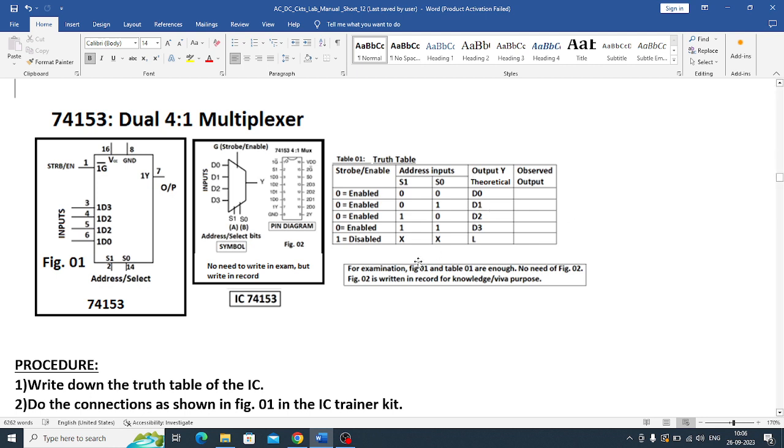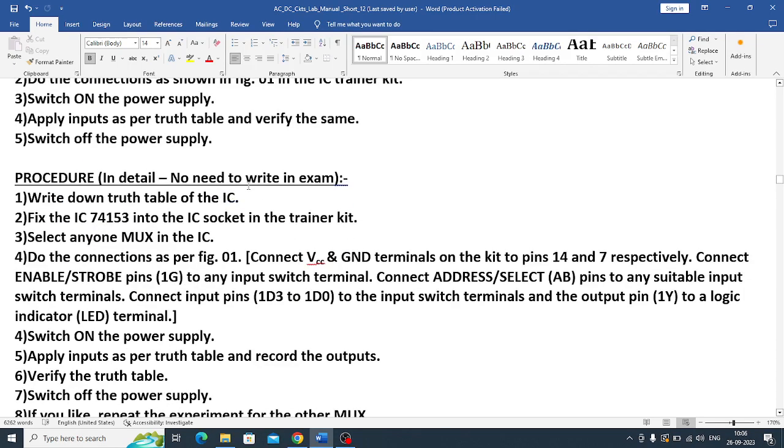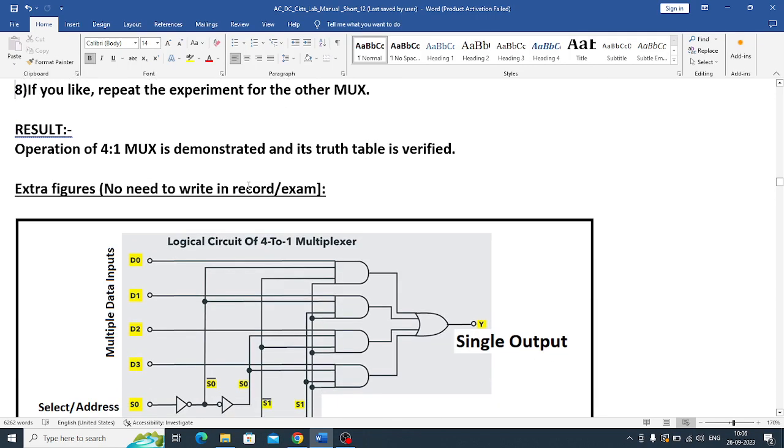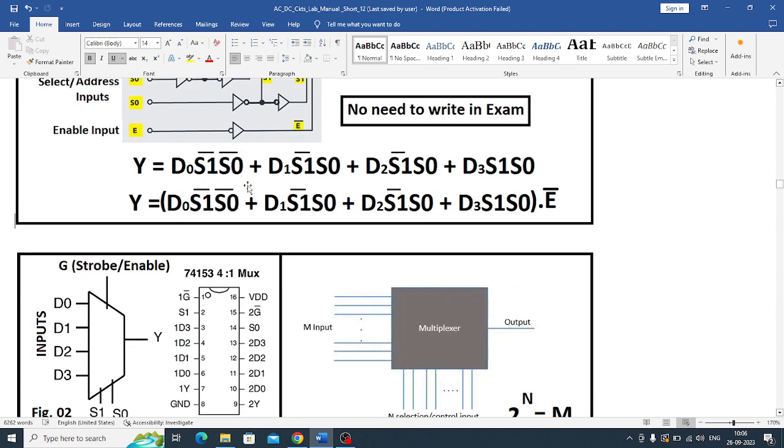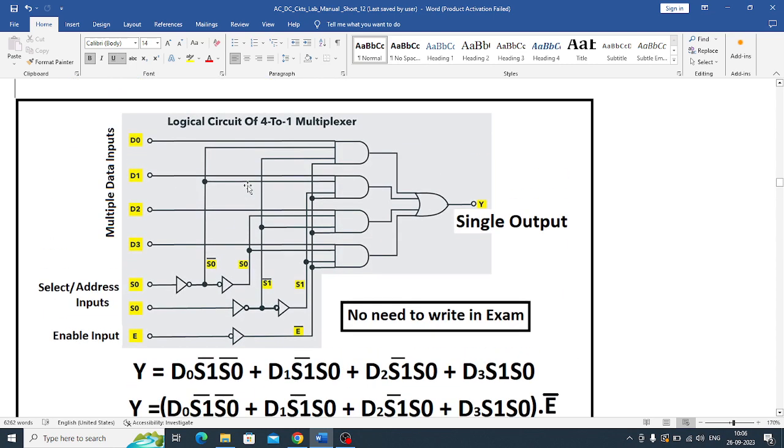So this pin diagram, figure 2, this figure you need not write, this is enough. The symbol of a multiplexer is like this: a trapezoid, with the larger side on the left and the smaller side on the right. So the equation is like this. If you are interested, you can study.